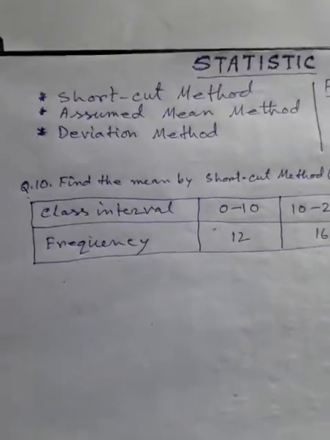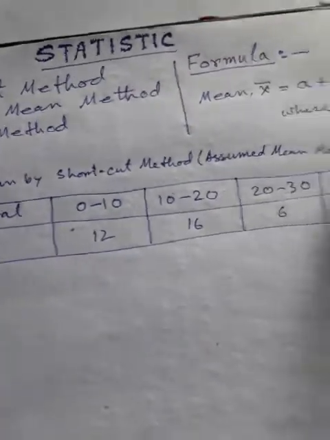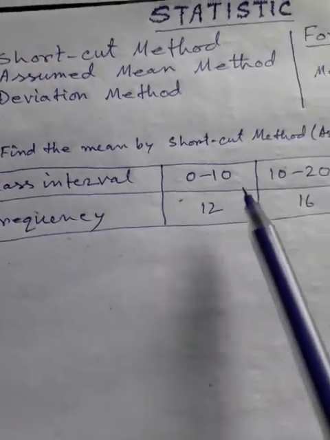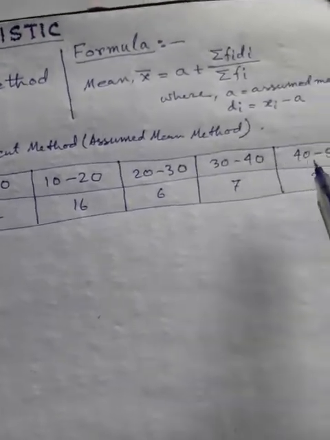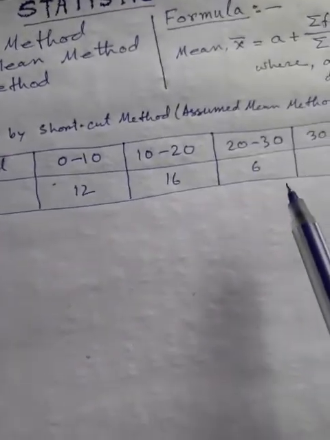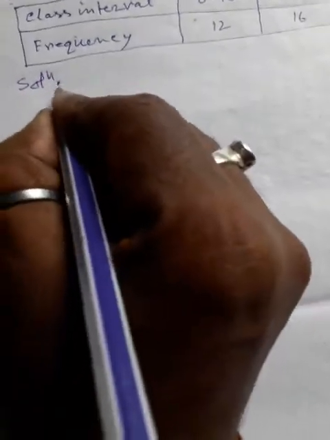Question number 10: find the mean by shortcut method or assume mean method. Here the class intervals given are 0 to 10, 10 to 20, 20 to 30, 30 to 40, 40 to 50, and these are the frequencies 12, 16, 6, 7, 9. Now how do we solve this question? Solution.